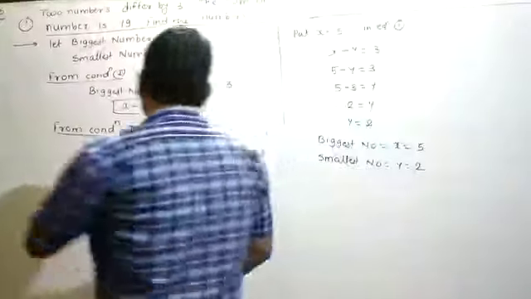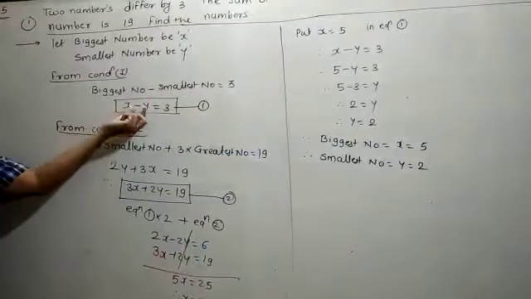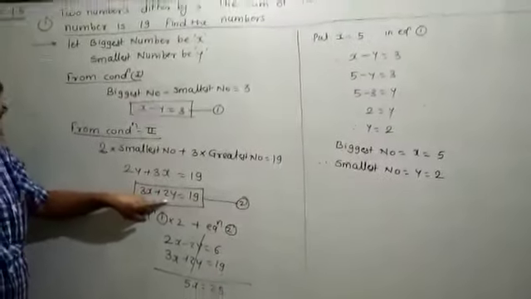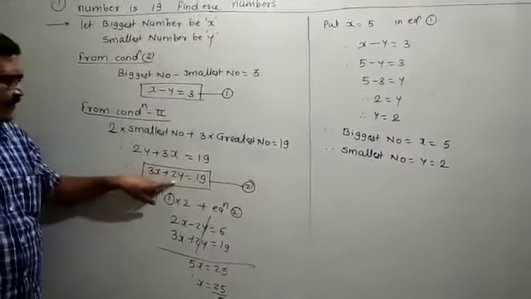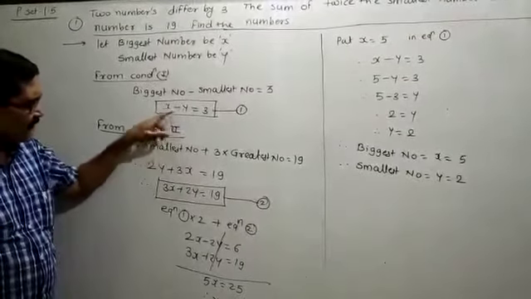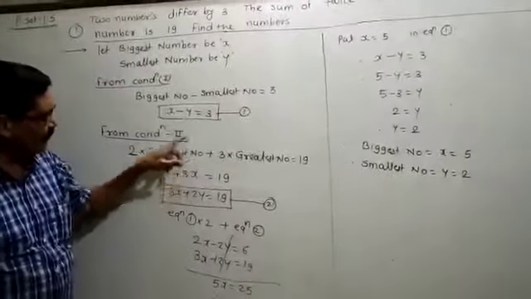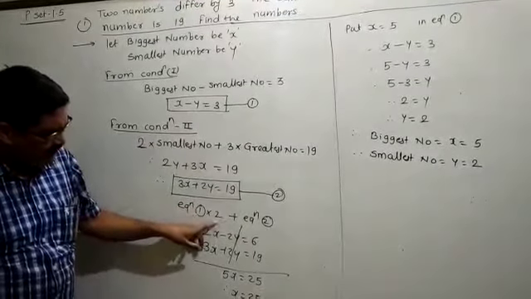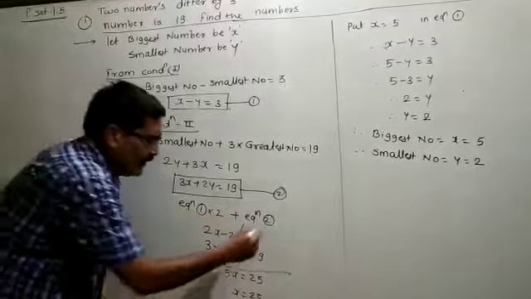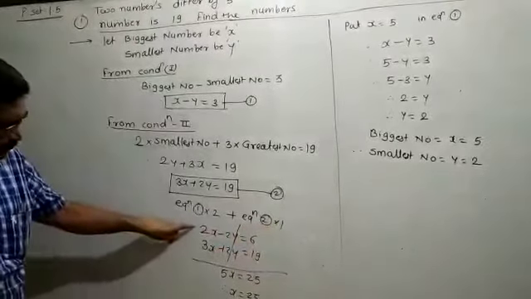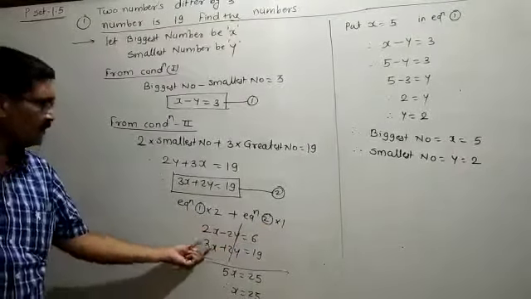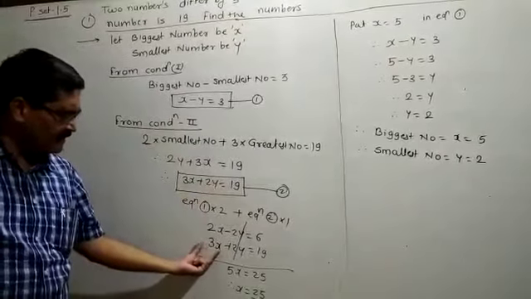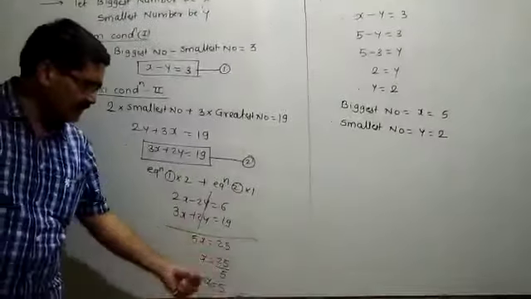So you have to equate the coefficients of one of the variables. Here 2y is there, so equate the coefficients of y. You have to multiply equation 1 by 2 and equation 2 by 1. Equation 1 multiplied by 2 plus equation 2 multiplied by 1. This equation will form 2x minus 2y is equal to 6, and this equation, multiplied by 1, will remain 3x plus 2y is equal to 19.